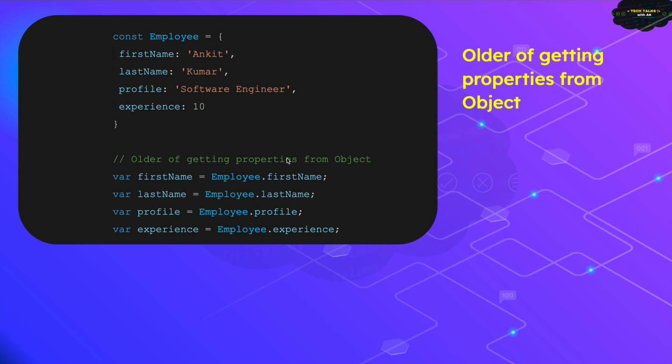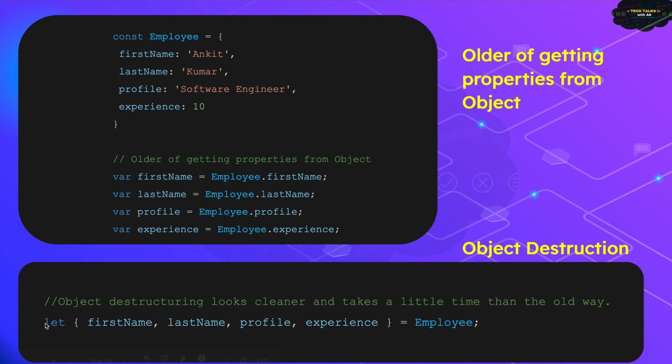It can be simplified, or it can be done in one line using object destructuring, which looks like this. So object destructuring looks cleaner and takes less time than the old way. Let firstName, lastName, profile, experience is equal to employee. In one line, it will extract all 4 values from the employee object.